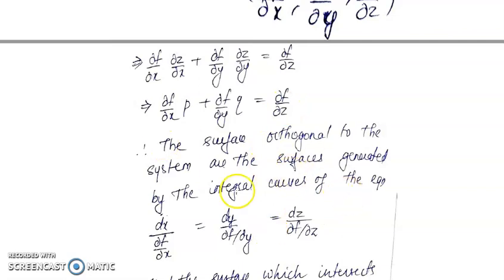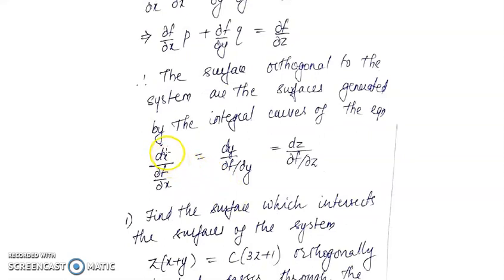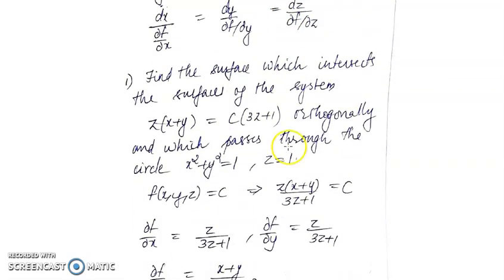So therefore the orthogonal surface is obtained by solving this first order PDE, or the orthogonal surface is generated by the integral curves of dx by P, that is dx by dou f by dou x, equal to dy by Q, that is dou f by dou y, equal to dz by R, which is dou f by dou z. So we'll see a few problems.